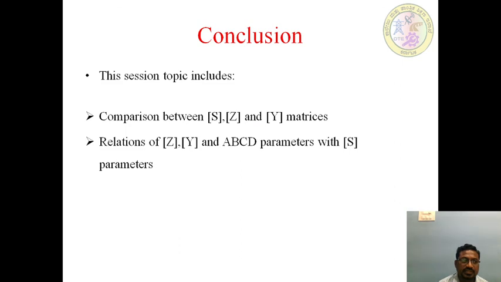Session conclusion. In this session we come to know the comparison between S, Z and Y matrices, and also the relationship of Z, Y and the ABCD parameters with the S parameters.